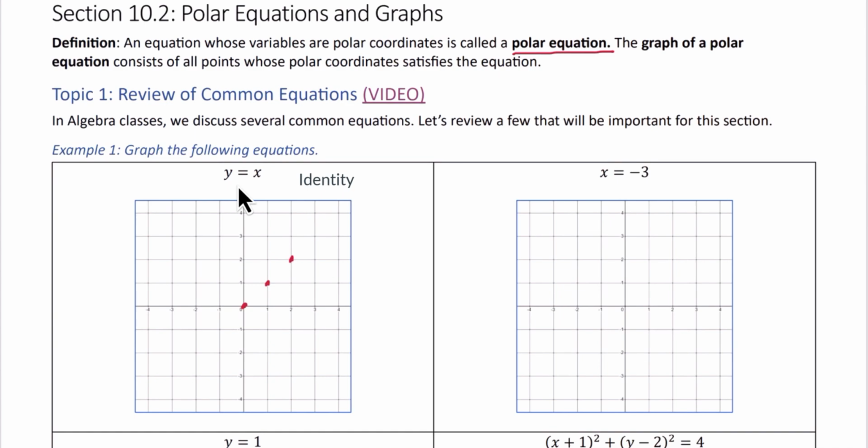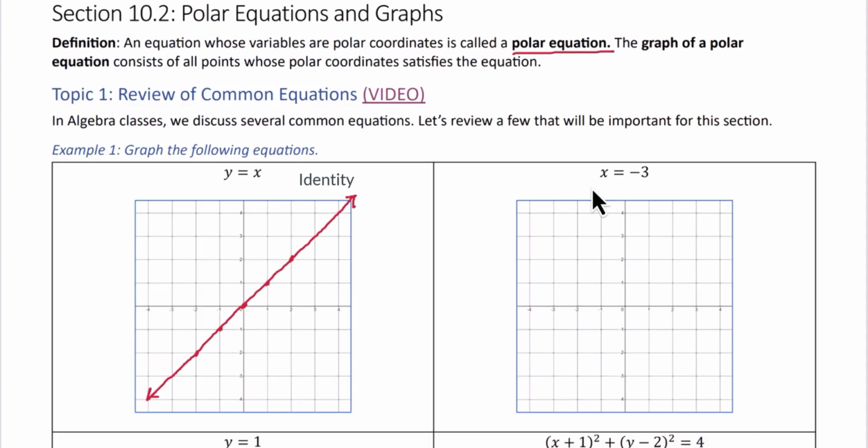We could go in the other direction as well. If x is negative 1, y is negative 1. If x is negative 2, y is negative 2. And we get this, hopefully, somewhat familiar diagonal. This is the graph of the identity function, or y equals x.